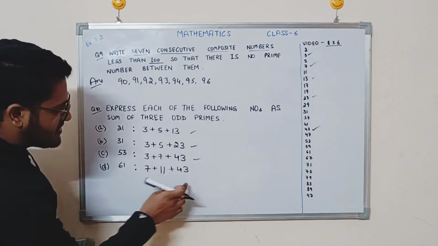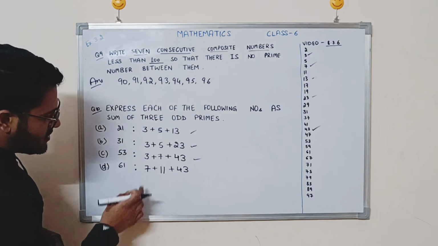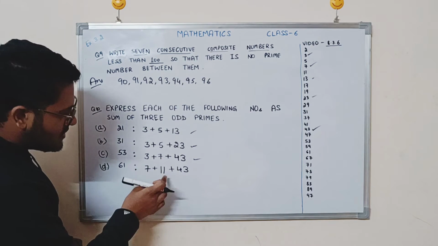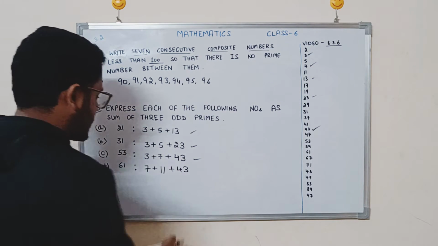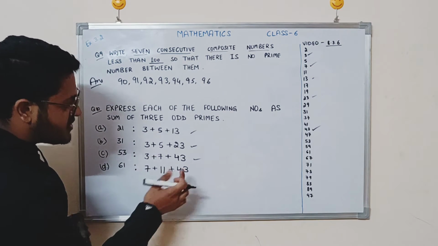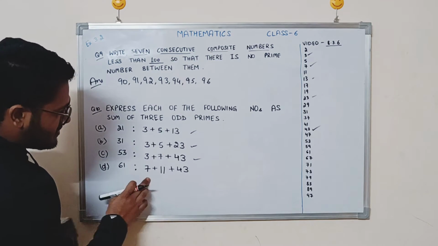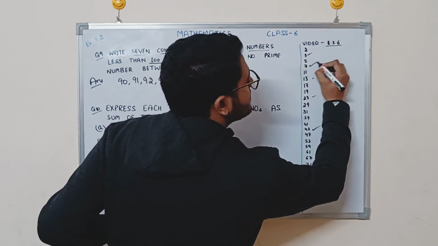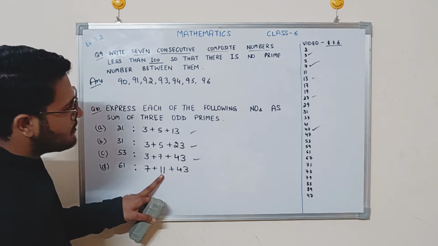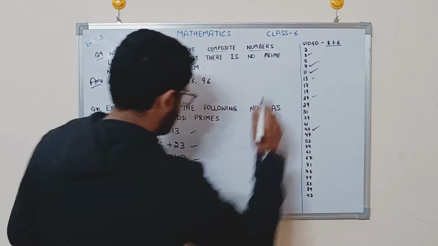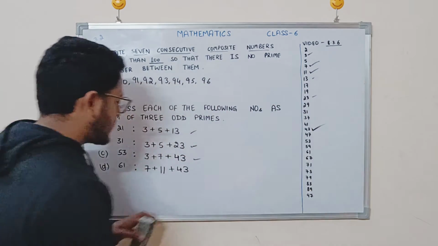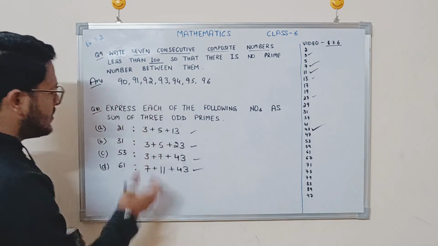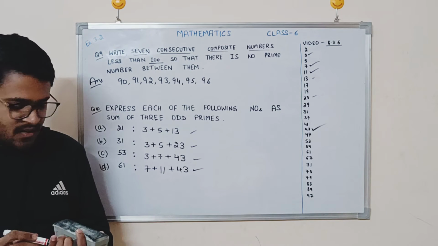Now we have three numbers. Let's check whether all these are odd or not. 7 is an odd number, right? 11 is also an odd number. 43 is an odd number. Now check whether all these numbers are prime or not. 7 is a prime number. 11 is a prime number. And 43 is a prime number. Yes. So this way we have found all the numbers.